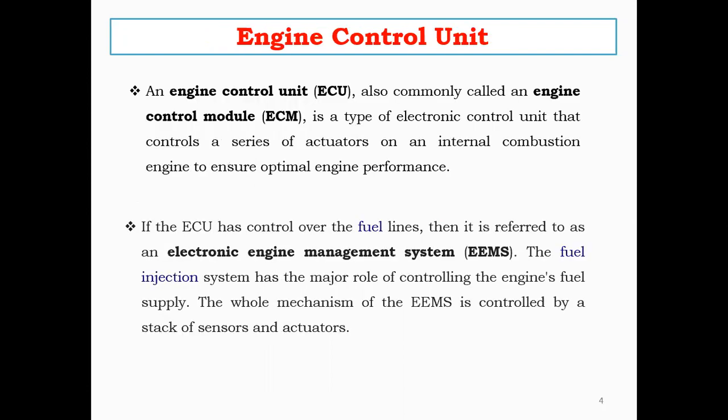First, what is an engine control unit? Also commonly called an engine control module, it is a type of electronic control unit that controls a series of actuators on an internal combustion engine to ensure optimal engine performance. If the ECU has control over the fuel lines, then it is referred to as an electronic engine management system, EEMS. The fuel injection system has the major role of controlling the engine's fuel supply. The whole mechanism of EEMS is controlled by a stack of sensors and actuators.